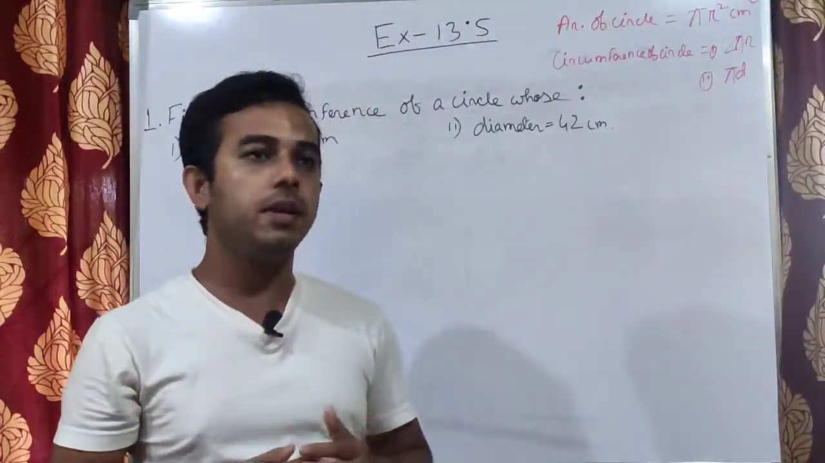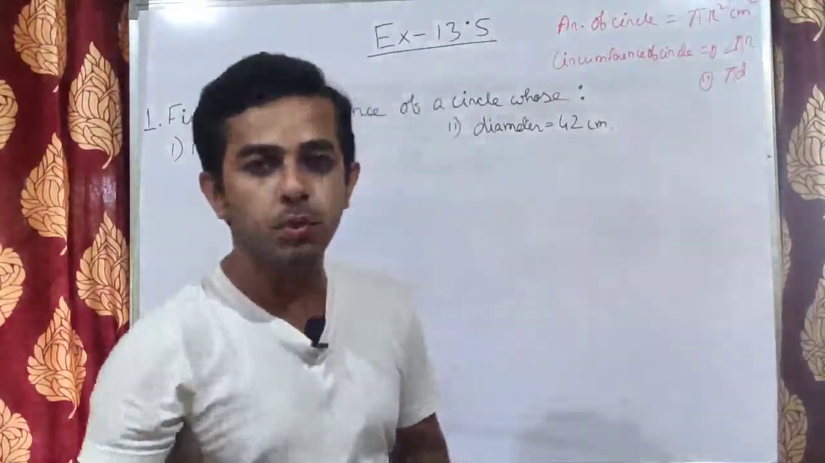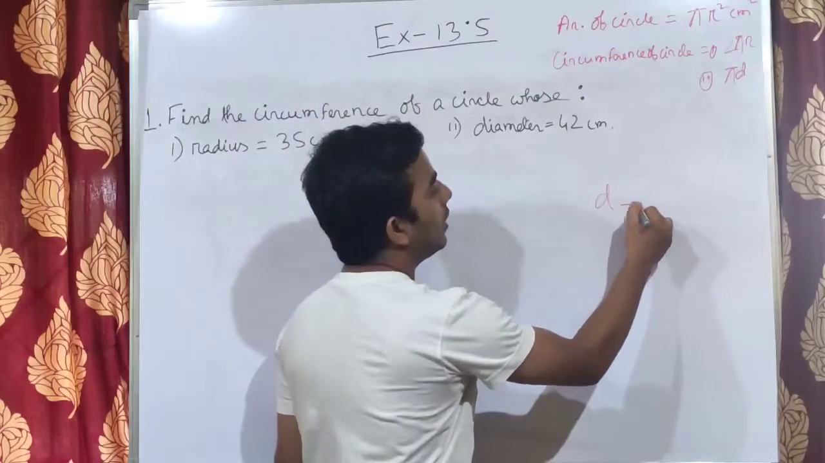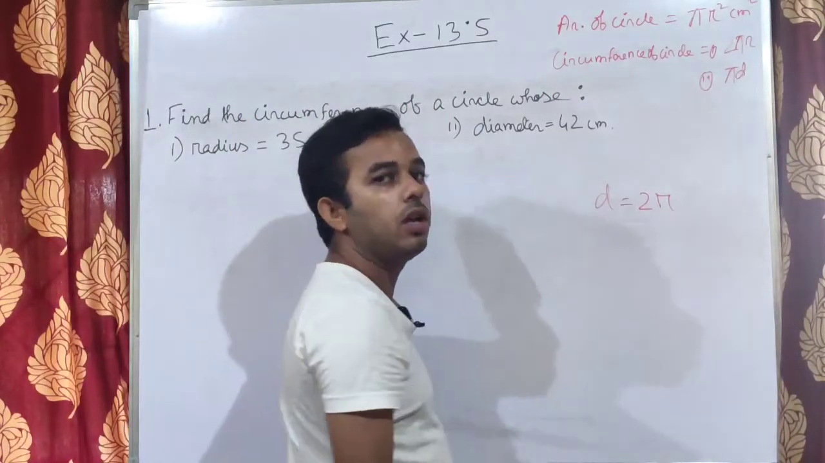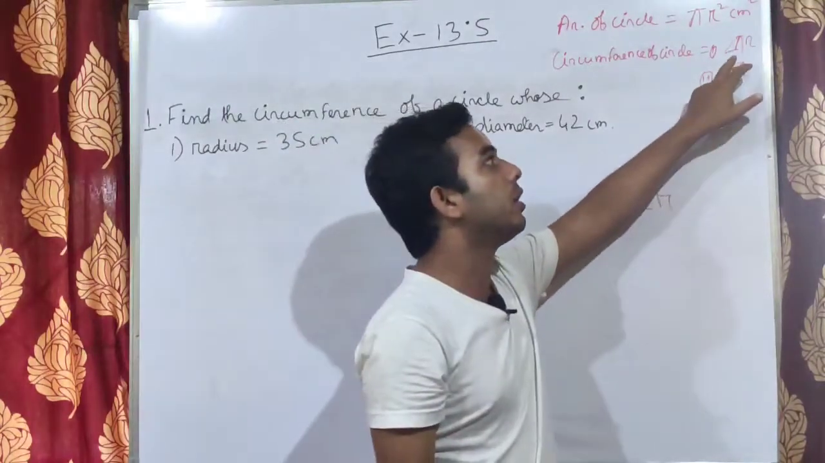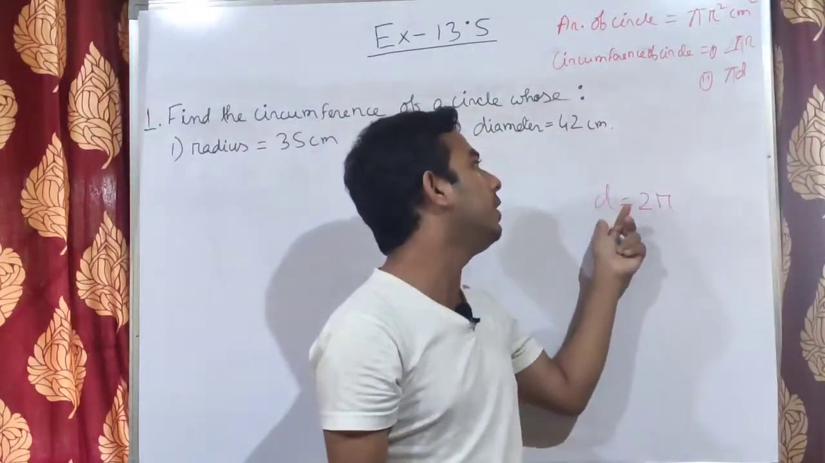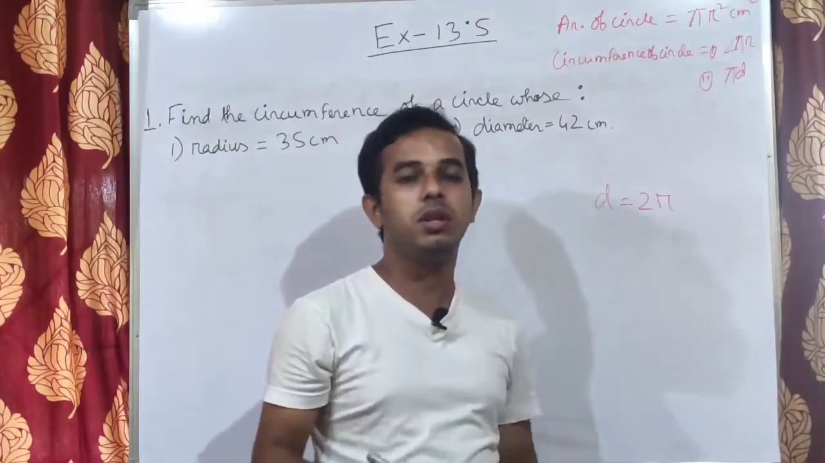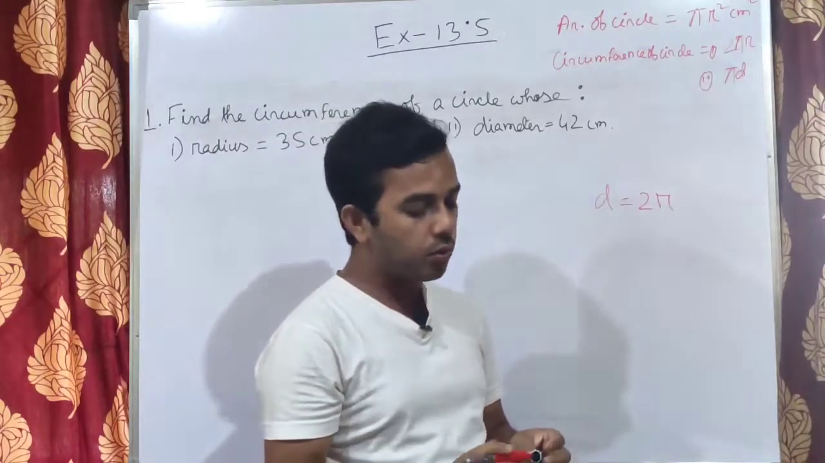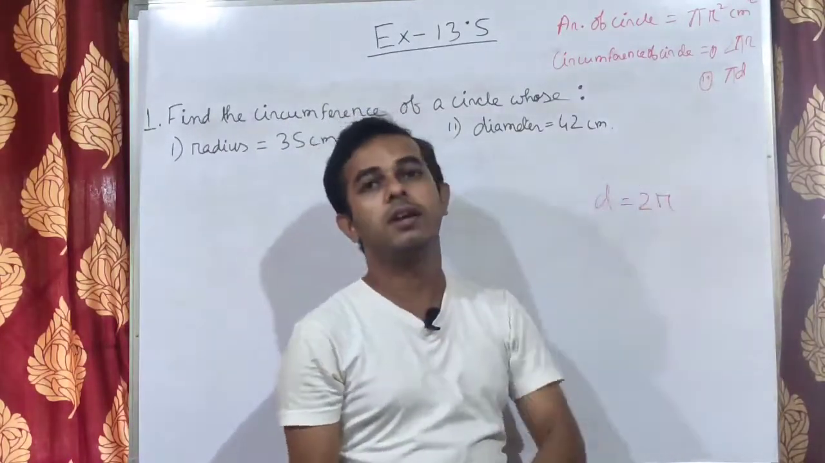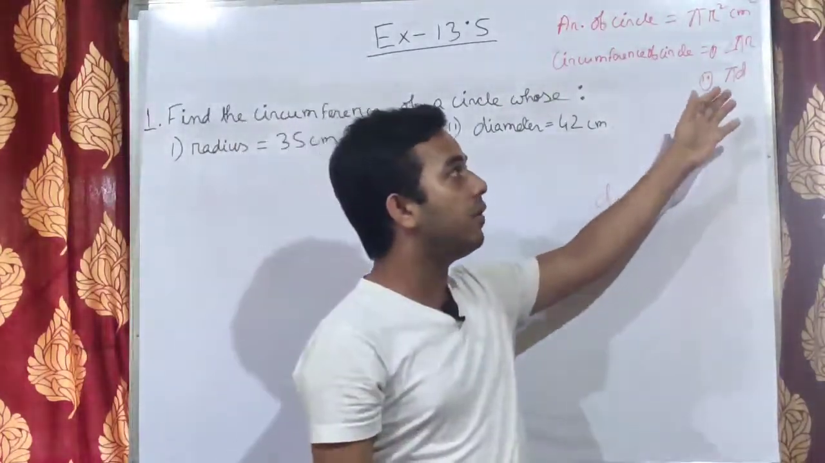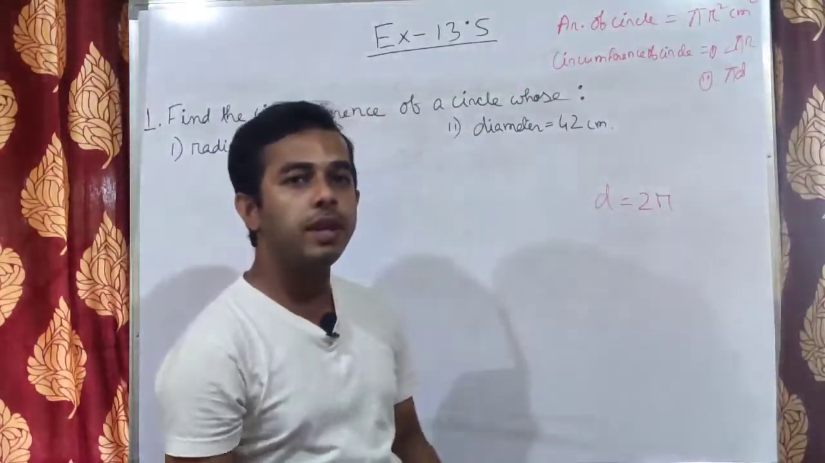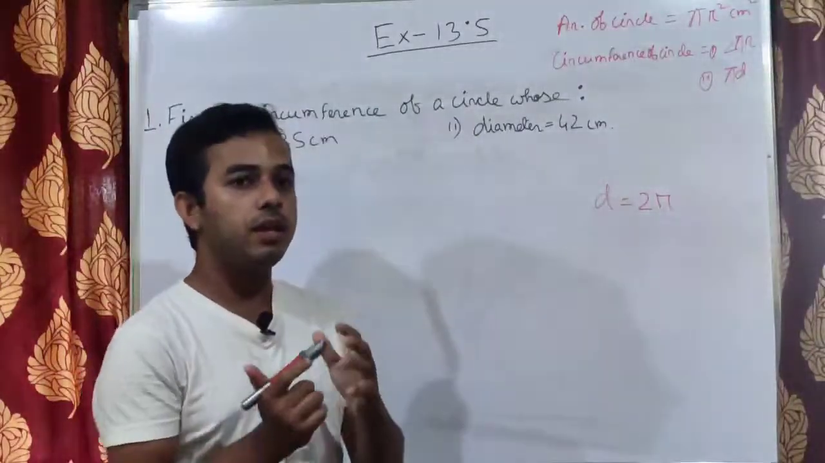Here, how did d come? Because we know the relation between radius and diameter is d equals 2r. So we replace this 2 and r with d here. So if we have diameter in questions, and it is asked to find circumference, we can use this one, and if we have radius in the question, and it is asked to find the circumference, we can use that one.